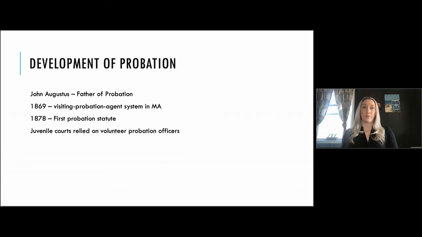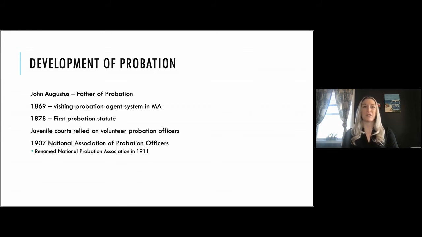Juvenile courts, especially, relied on volunteer probation officers. So in 1907, the National Association of Probation Officers was created. Think about that, 1907. It wasn't terribly long ago. It was renamed the National Probation Association in 1911. So in juvenile, where an adult it's considered parole, we don't typically call it parole in juvenile, we call it aftercare.